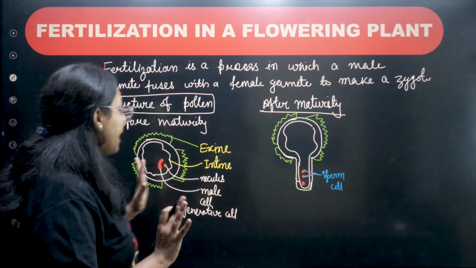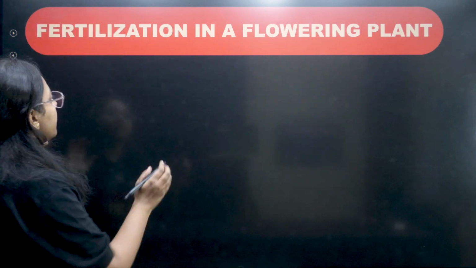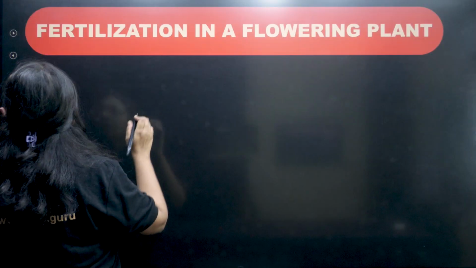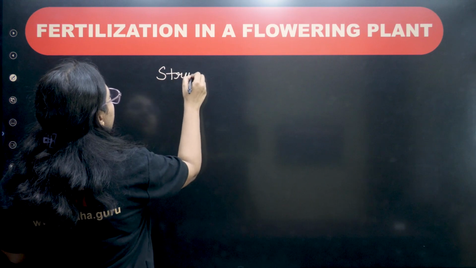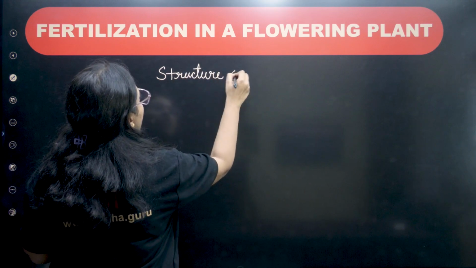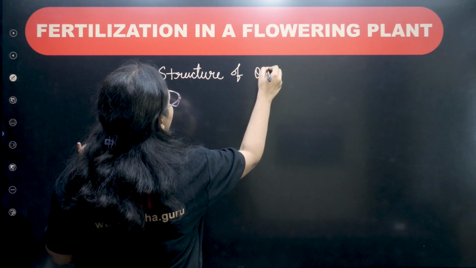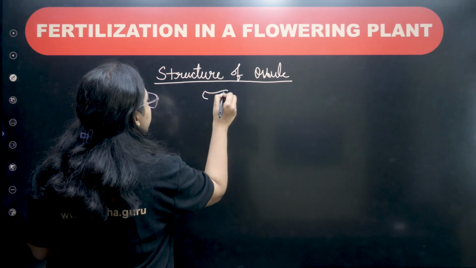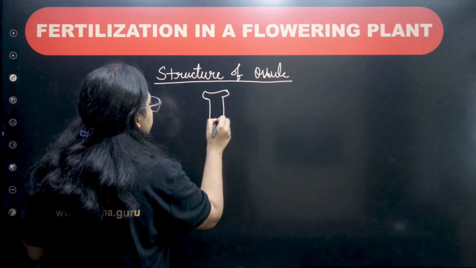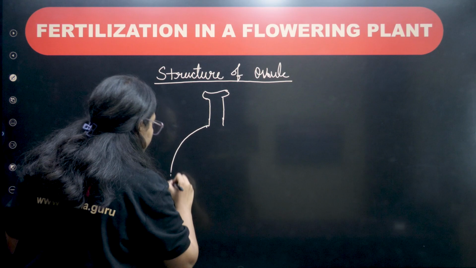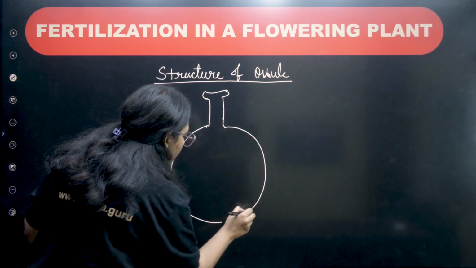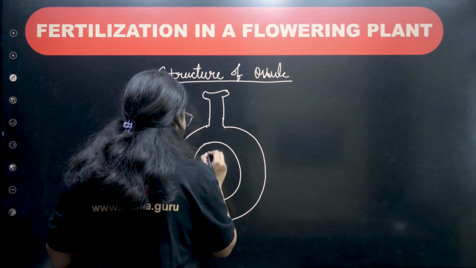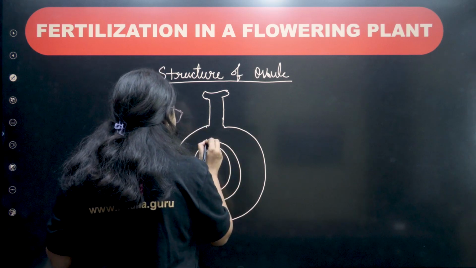I hope this is complete, and now let's make the structure of the female part, that means the structure of the ovule. For that we have to draw in this way. This is the stigma, this is the style, and we'll make the style a little smaller so that our ovary can be drawn quite bigger. This is the ovary, and inside the ovary there is an ovule, and inside the ovule there is also an embryo sac.